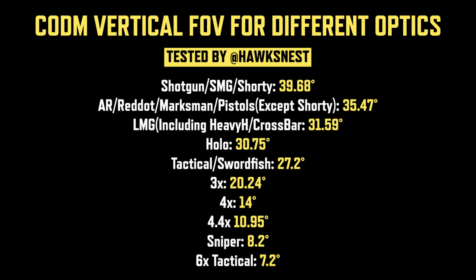Obviously, I won't read you guys the rest because that'd be tedious, but I do want to point out that the 6X Tactical is actually a tighter FOV than the Sniper. So if you want the most zoomed in optic possible, it would be the 6X. And one more time, just to repeat it because this is important, this is going to be the amount of degrees that you're seeing when you are using these optics without the setting on.